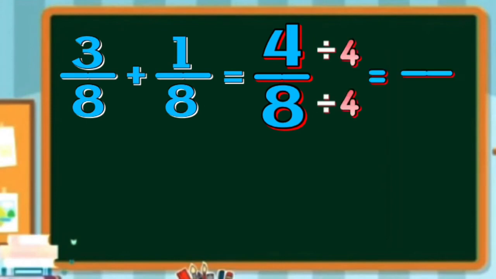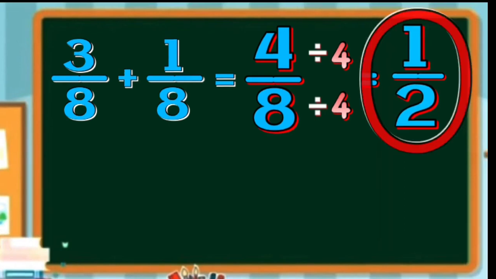denominator by the GCF. And the GCF is 4. So we have 4 divided by 4 is equal to 1. 8 divided by 4 is equal to 2. So therefore, our final answer is 1/2.